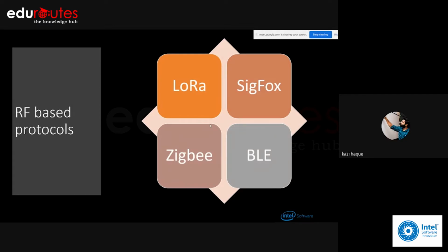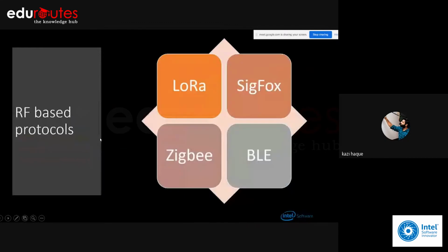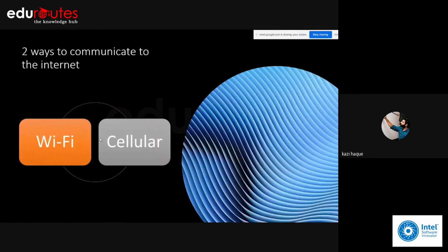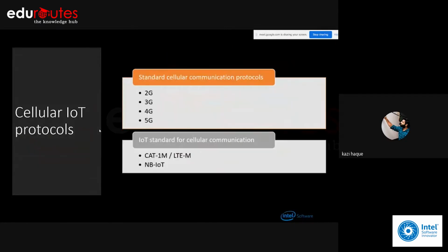Say for example, in a centralized structure, from your things to the local IoT gateway, these four communications can be used. The main communication from your network connectivity to your IoT platform can be via Wi-Fi and the cellular network. Okay. Is this fine, guys?